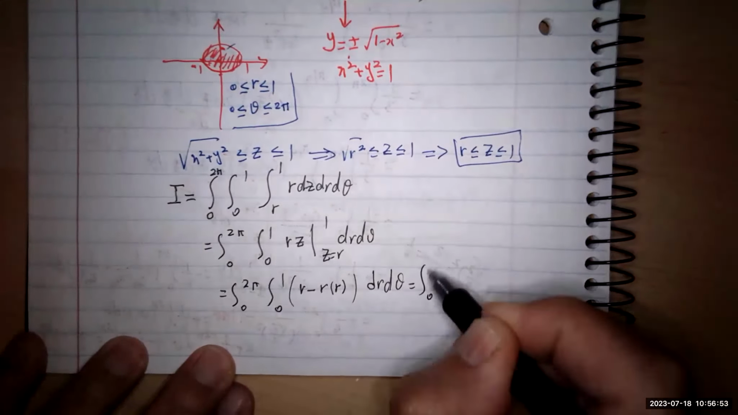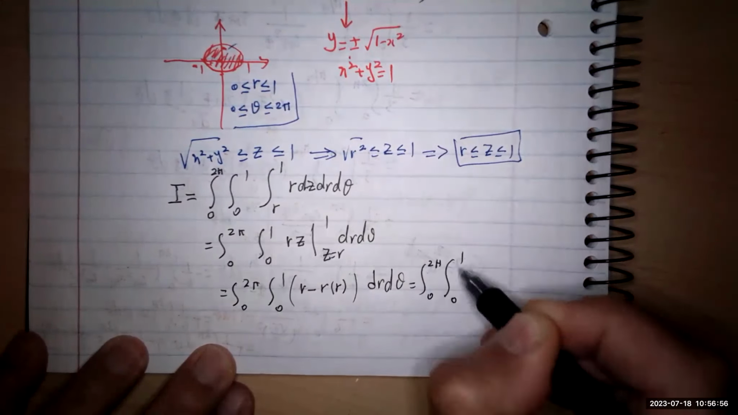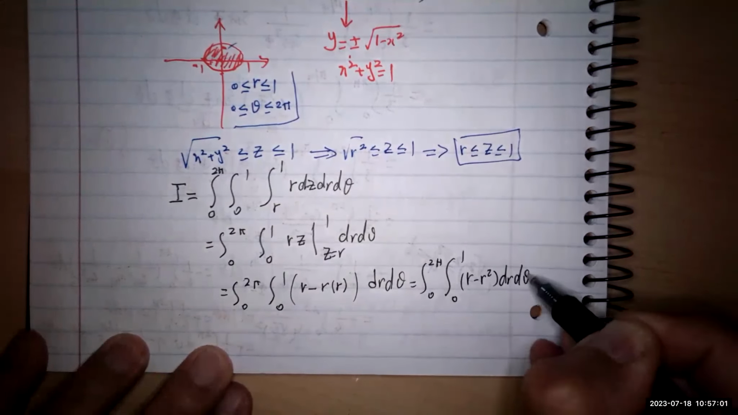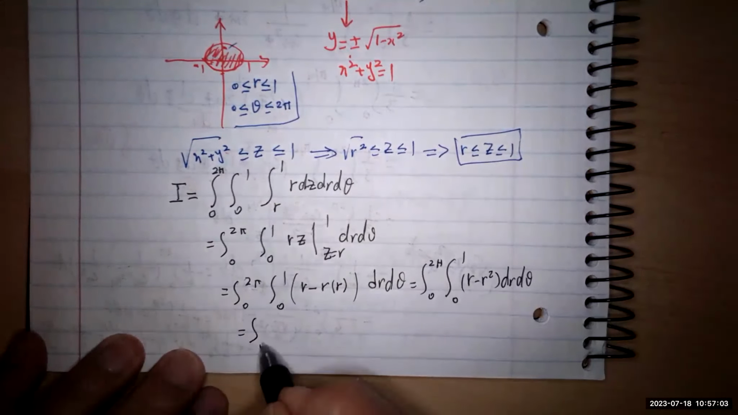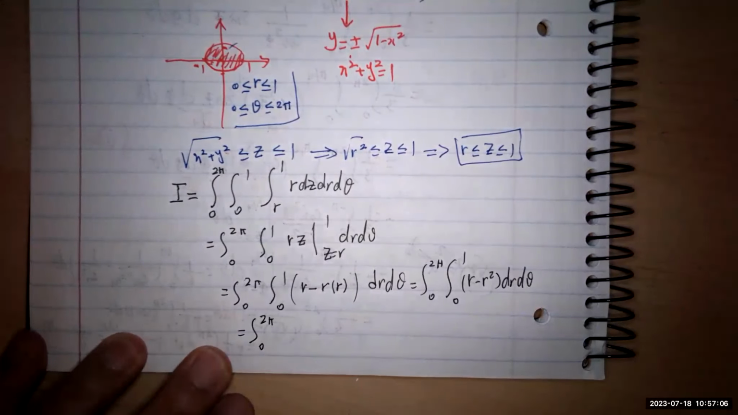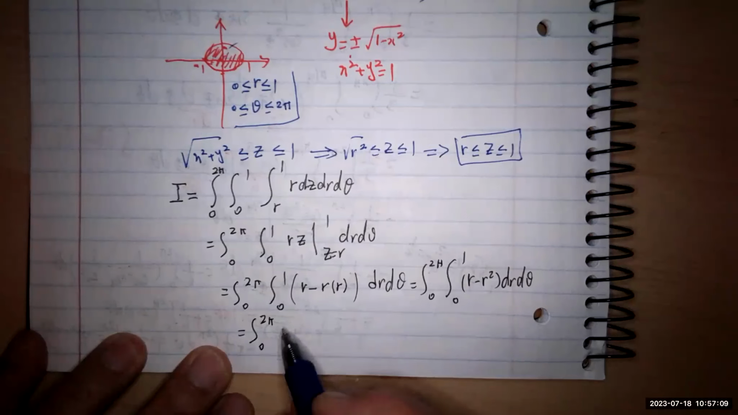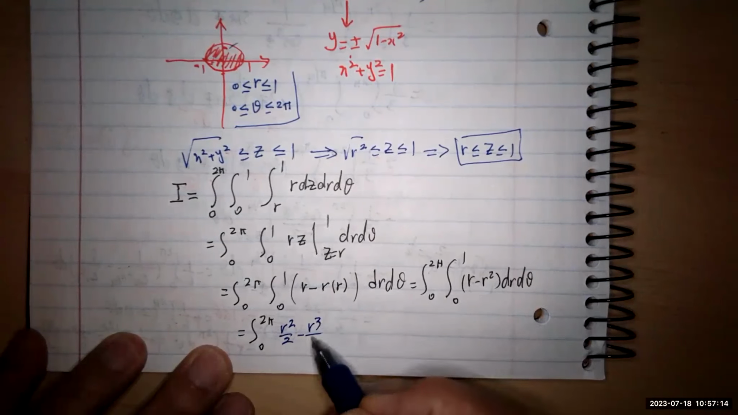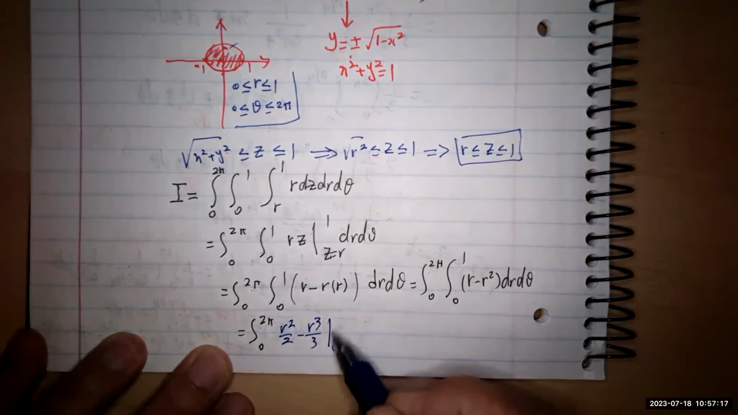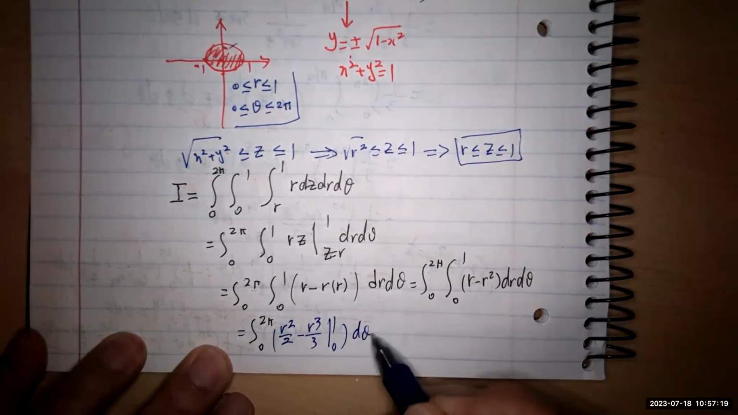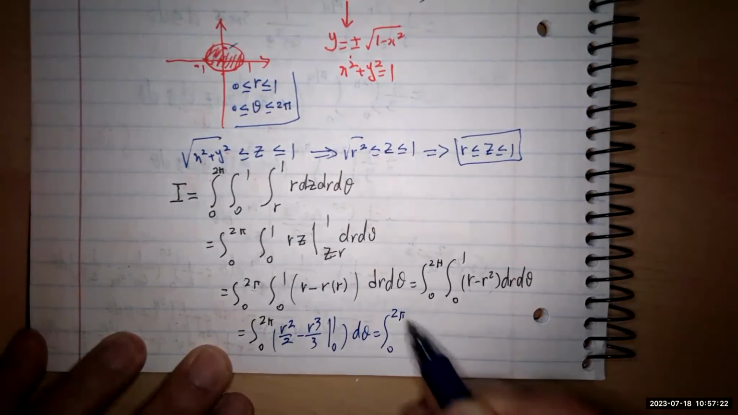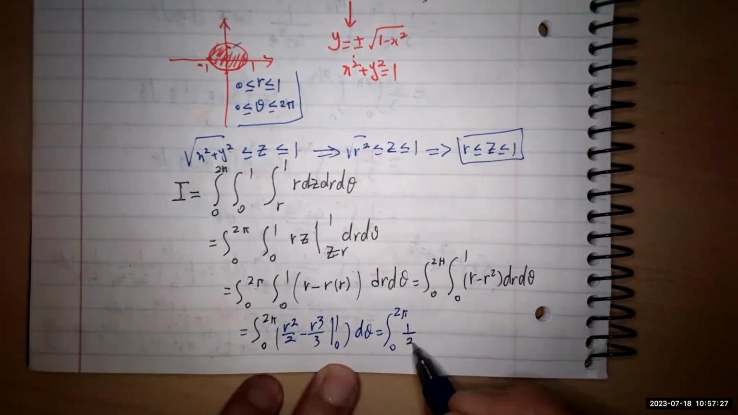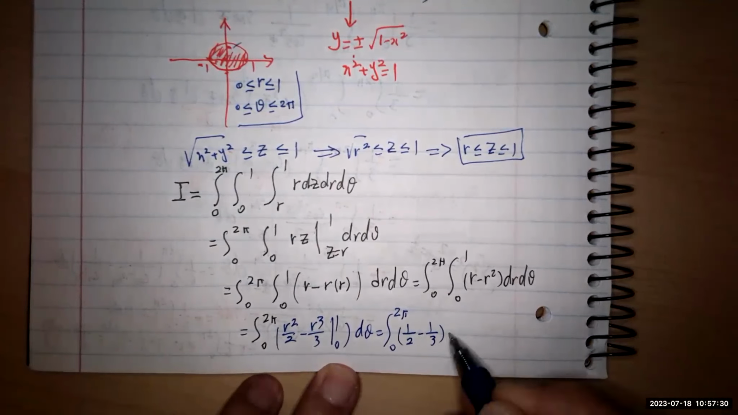So it's going to be the integral from 0 to 2 pi, 0 to 1, of r minus r squared, dr d theta, and easily integrated. So you have r squared over 2, then you get r cubed over 3, to be evaluated from 0 to 1, and when you're done, d theta. So it's going to be 0 to 2 pi. If you put in the 1, that gives 1/2 minus 1/3, d theta.